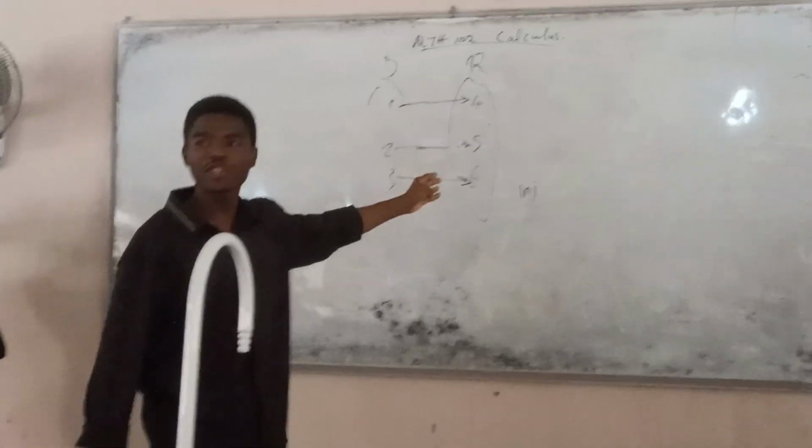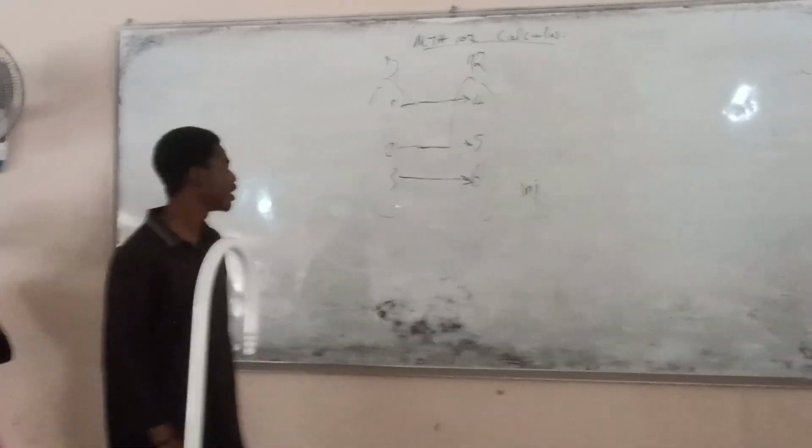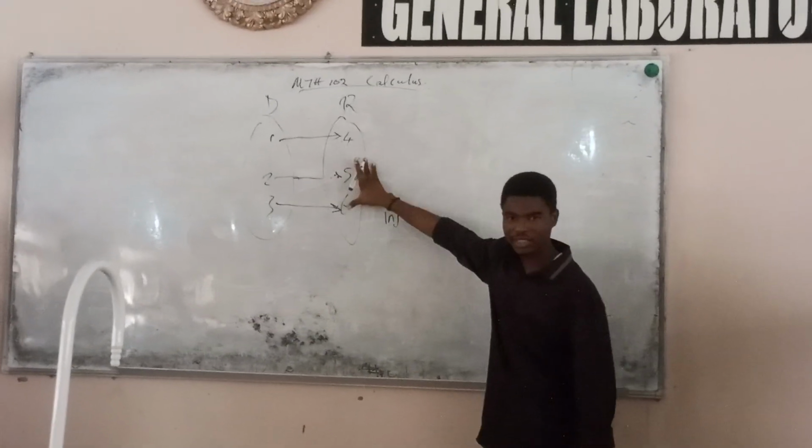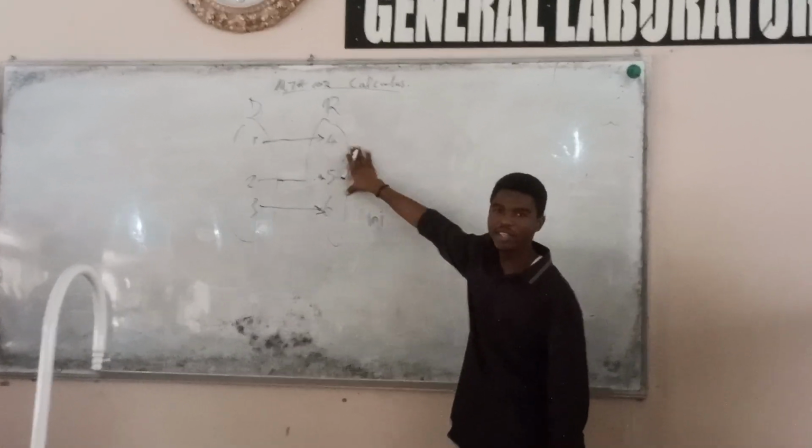For a surjective function, for a surjective mapping rather, if all the values in the range are mapped, then it is a surjective mapping.